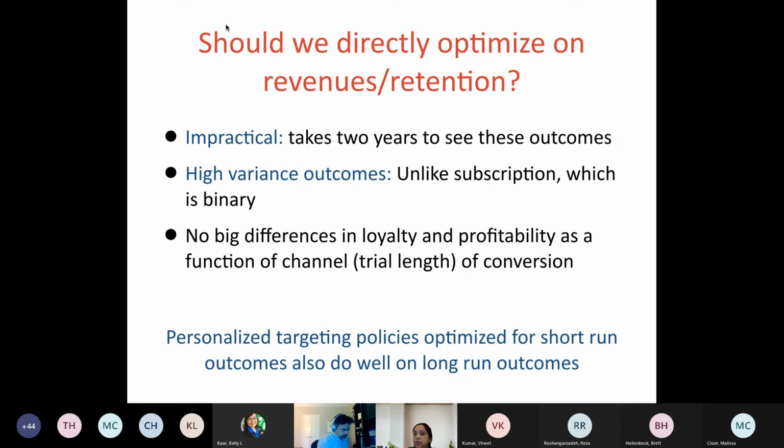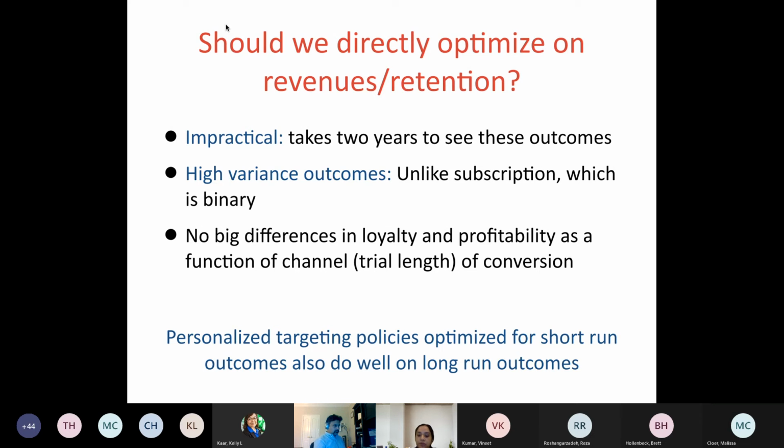But you might ask, what about directly optimizing on revenues or subscription length and retention? Before we get into whether we can do this, which we will, I want to say that from a firm's perspective it's a highly impractical thing to do, because if you are looking at two years of revenue data or retention data, you're not going to wait two years to come up with this personalized policy. So that's one thing.